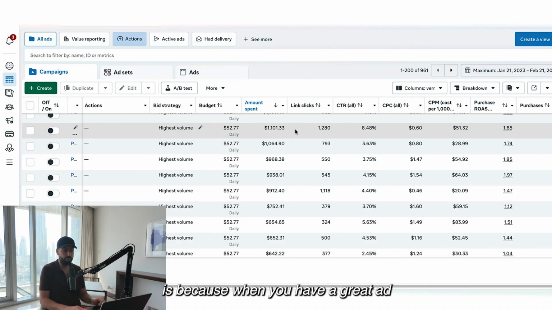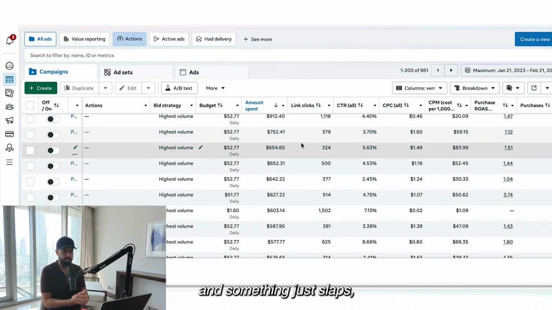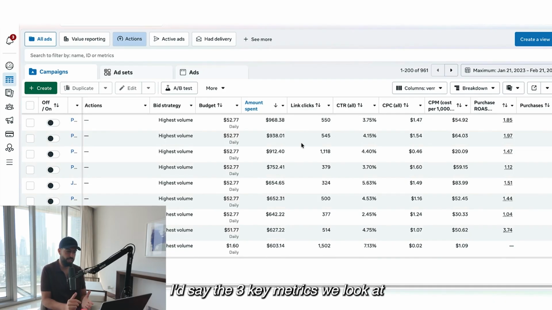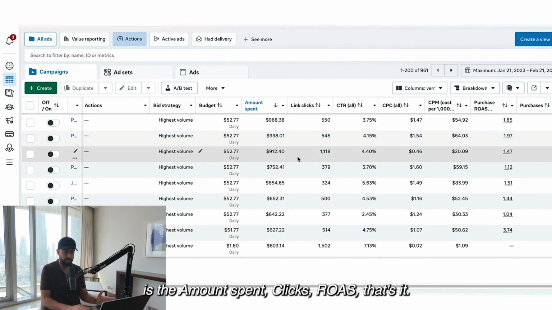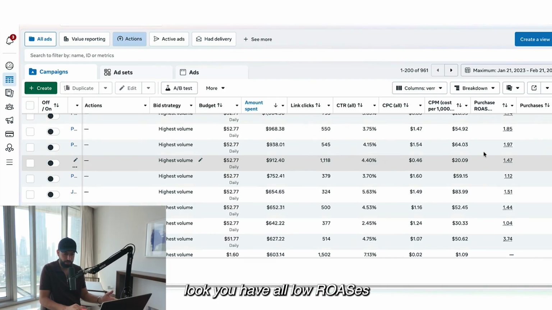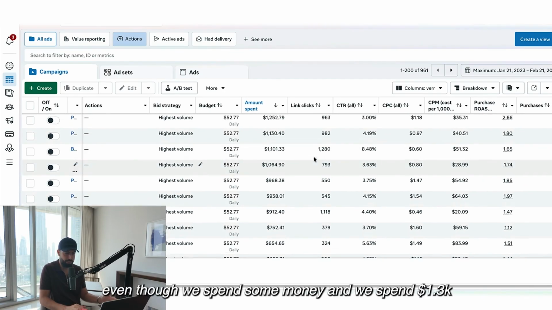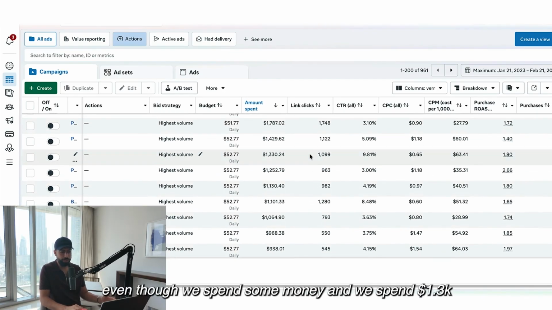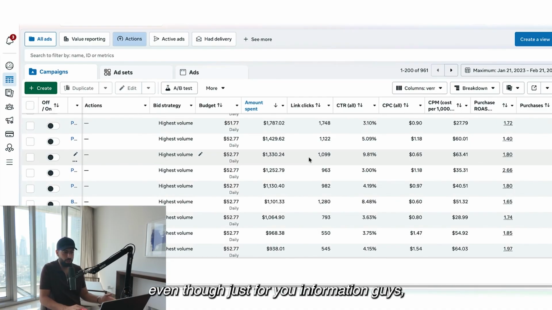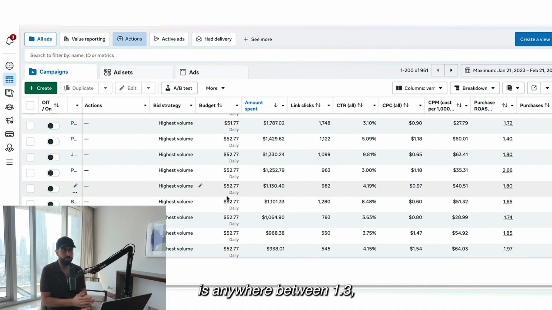It's because when you have a great ad and something just slaps, the three key metrics we look at are the amount spent, clicks, ROAS. That's it. That's basically the most important metrics we always look at, because when you have a good campaign, usually the amount of clicks is going to be more than the amount spent. So here, for example, look, you have all low ROASes, even though we spent some money, and we spent 1.3K probably on this campaign. Just for information, guys, the break-even ROAS of all these campaigns is anywhere between 1.3 and 1.6, I'd say, around that.